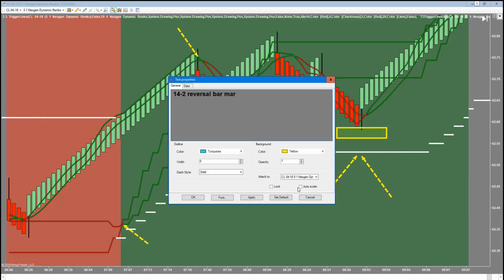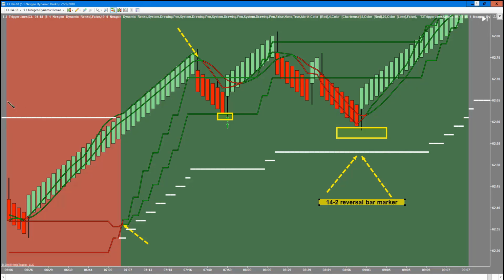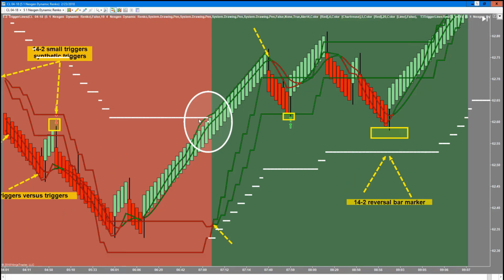Because traditionally, once you exceed that marker, and I'll draw a little circle for you over here on the left, you'll see what happens. Our trigger lines cross up, and it really just means that the potential for a down trade once the background color changes is over. Usually that happens where that 14-2 reversal bar marker is. That's why we superimpose them.